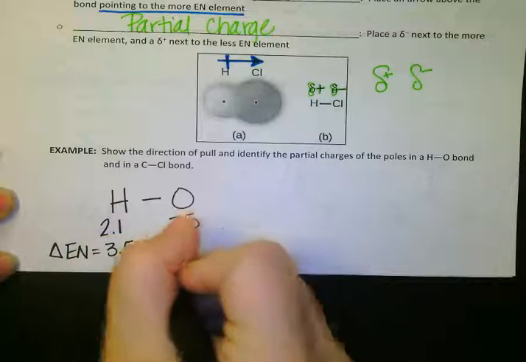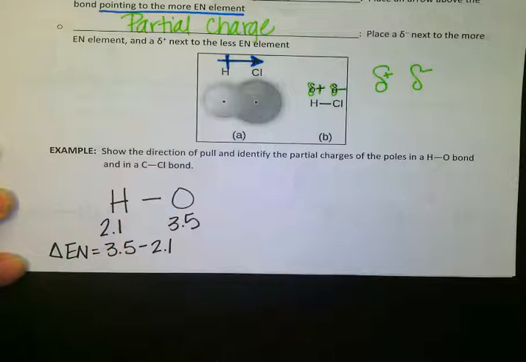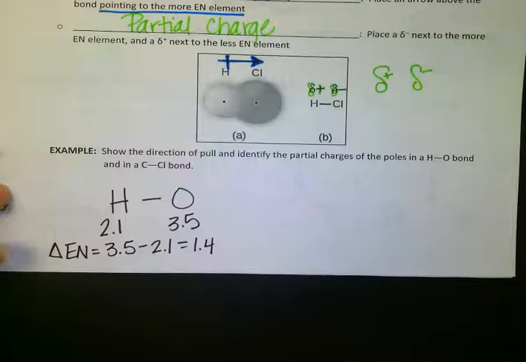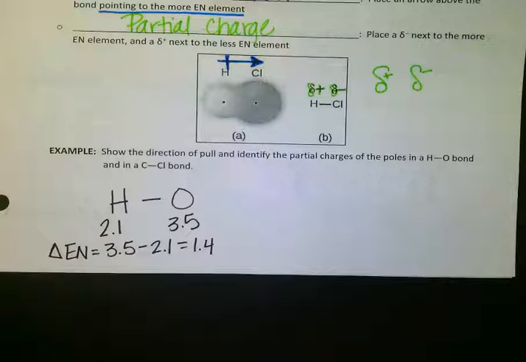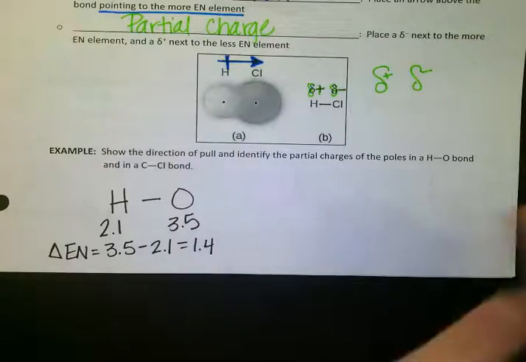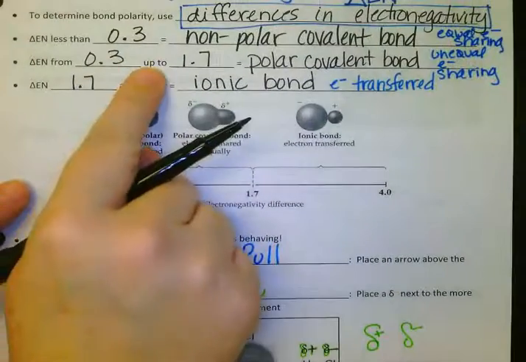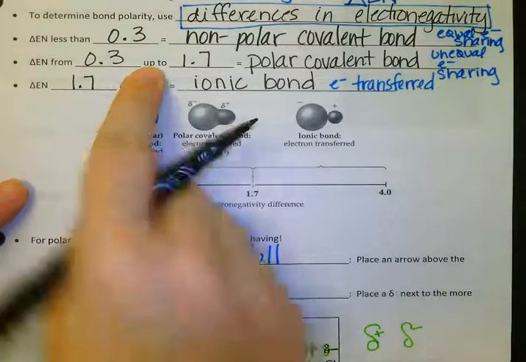Shouldn't be too bad. 3.5 minus 2.1. You don't want negative numbers, so put the bigger one first. It doesn't matter which order they go in the compound. I have 1.4. Is that a polar compound? I don't know. Let's go back and see. Yes, it is. 1.4 fits right here between 0.3 and 1.7. So it is a polar bond.